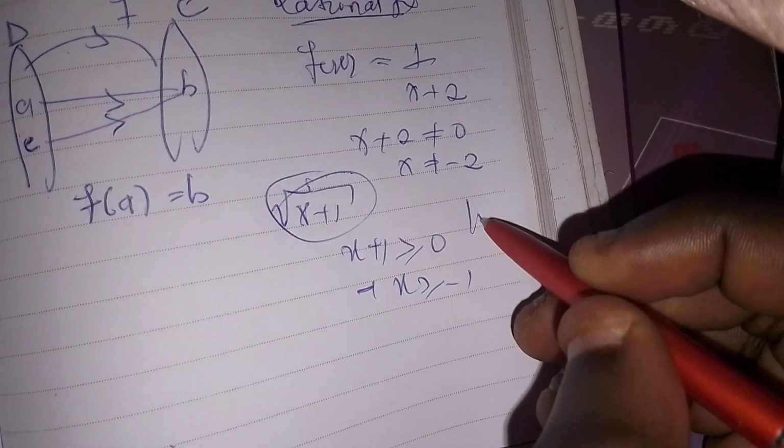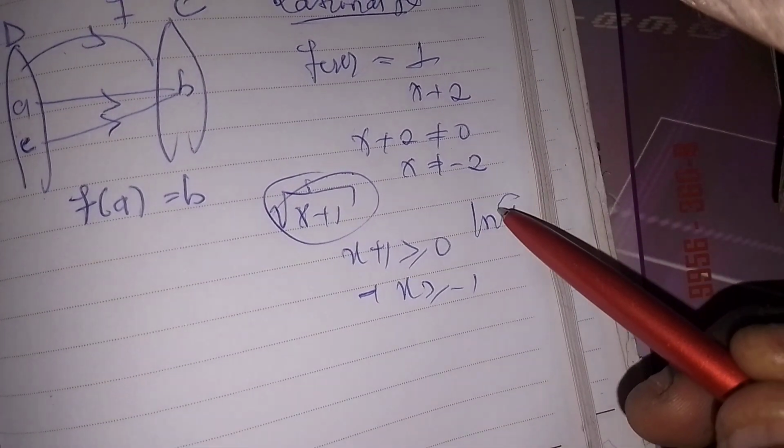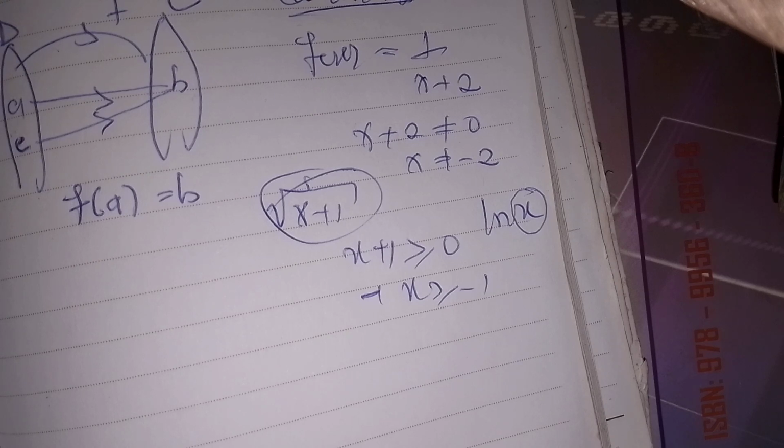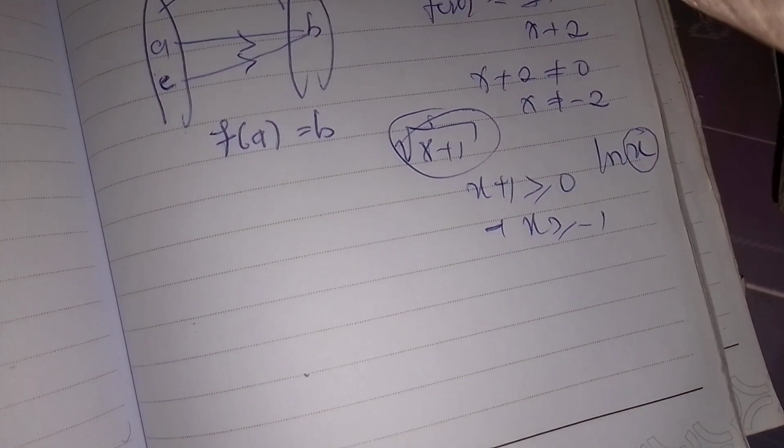When we talk about maybe the ln function, for it to be defined, the x here must be positive and also different from 0, and so on and so forth. We concentrate less on domains because domain will not really carry much marks. So let's go to injectivity. How do I show that a function is injective?